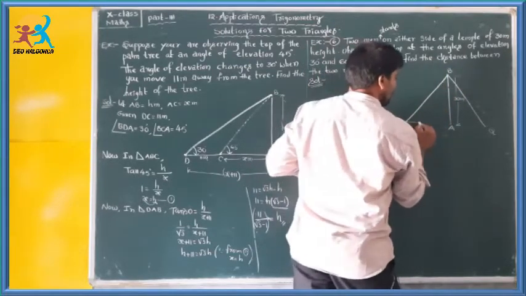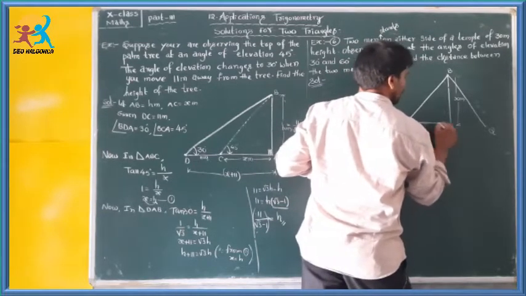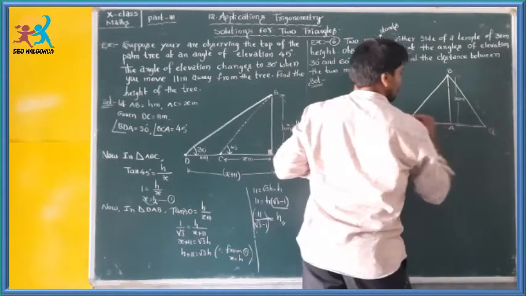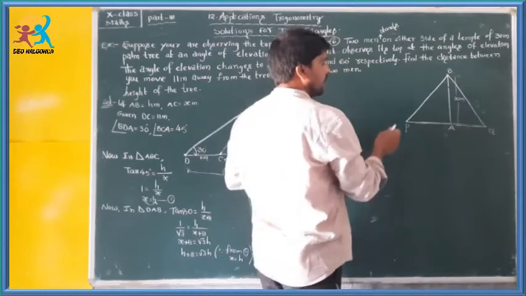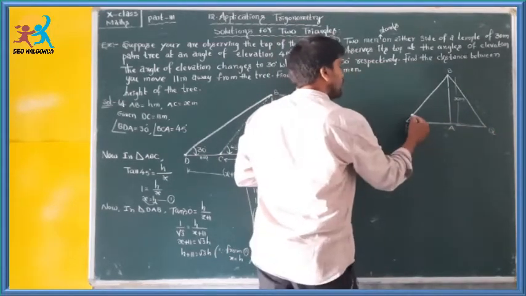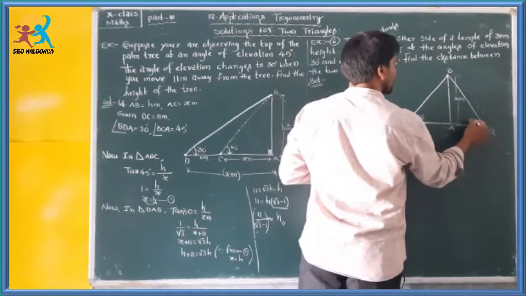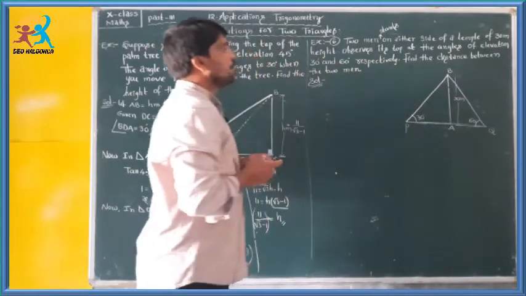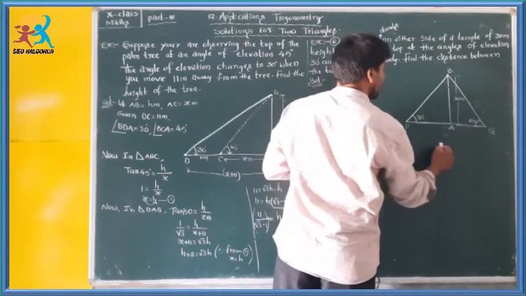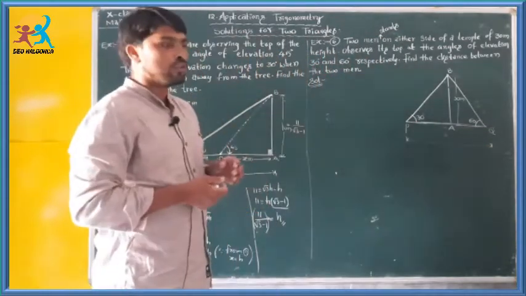Draw a horizontal line through observer P and observer Q. The angles of elevation are respectively 30 degrees and 60 degrees. Find the distance between the two men. So we have to find the distance between P and Q, that is, the length PQ.